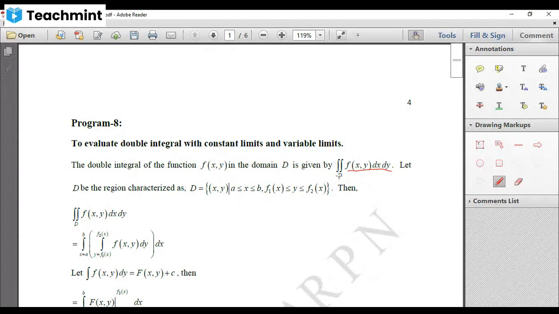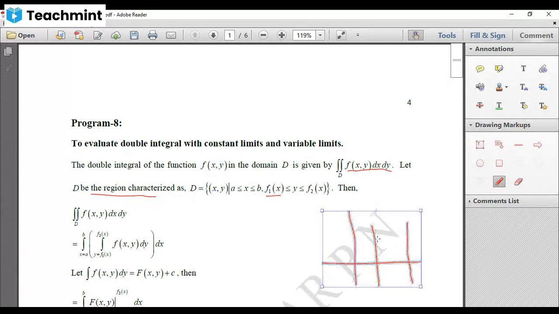over D. And we know that D is the region which is covered by the lines x equal to a and x equal to b, and y is a curve from f1 of x to f2 of x. We have seen that. So it's a line. Okay. So this is x equal to a. Suppose this is x equal to b, right? And suppose there are two curves. Let me draw. This is one curve. This is another curve.